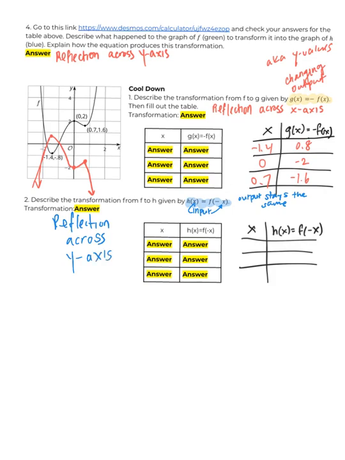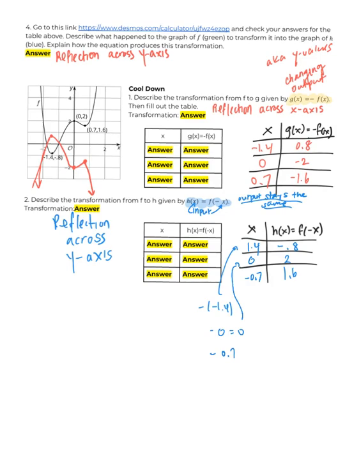That means we're flipping the left side to the right side. Since the output stays the same, I'm going to copy down the output of our original graph: negative 0.8, 2, 1.6. But the input values are going to change. When input used to be negative 1.4, now it's going to be negative of negative 1.4, which gives me positive 1.4. When input is 0, negative 0 is just 0, so that's going to be the second row. When input is 0.7, it's going to be negative of that, so it would be negative 0.7.